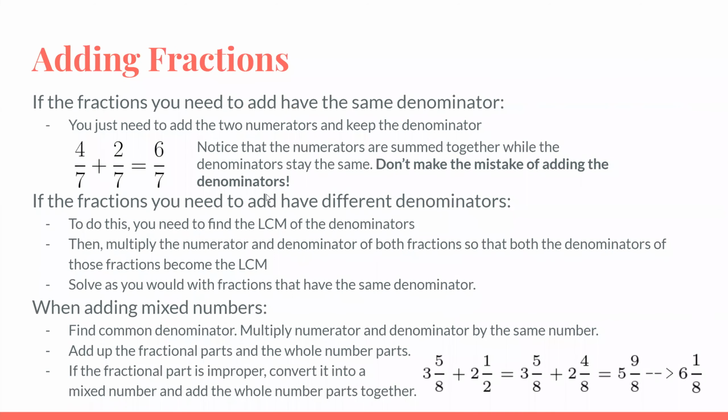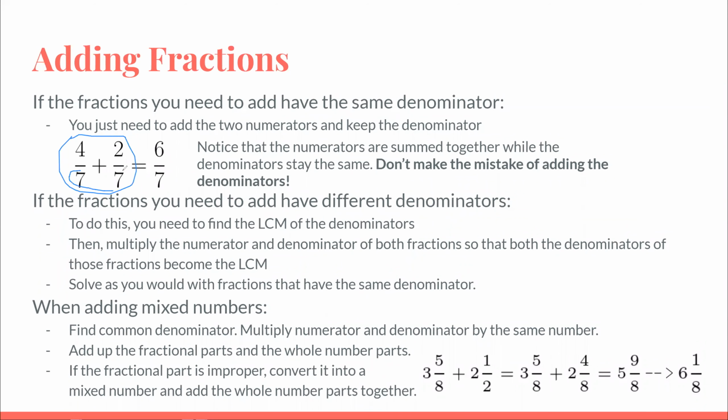All right, so now we're going to be talking about adding fractions. If the fractions you need to add have the same denominator, all you need to do is add the two numerators and keep the denominator. So in this case, you see down here, the denominators are exactly the same. Hence, you can do 4 plus 2 and get 6. And then you would keep the denominator, so it would be 6 upon 7.